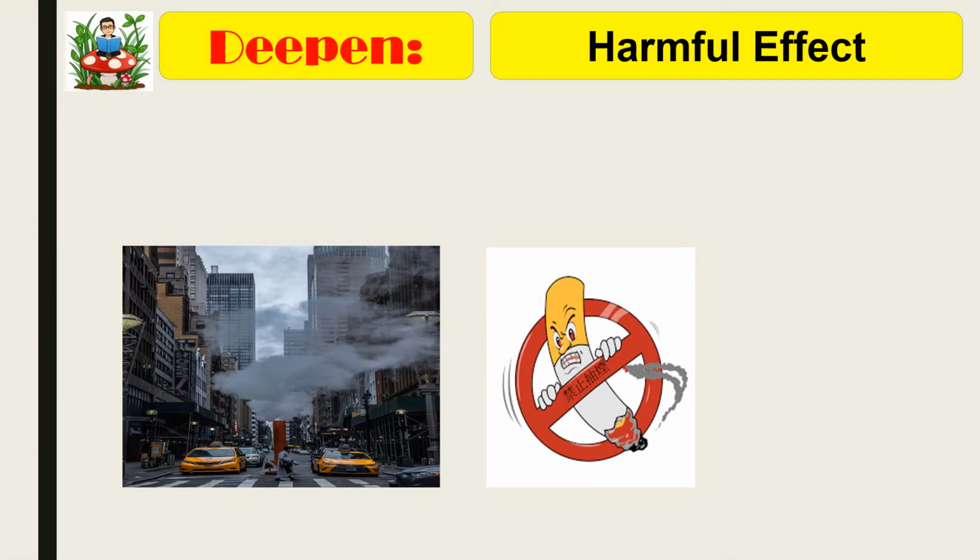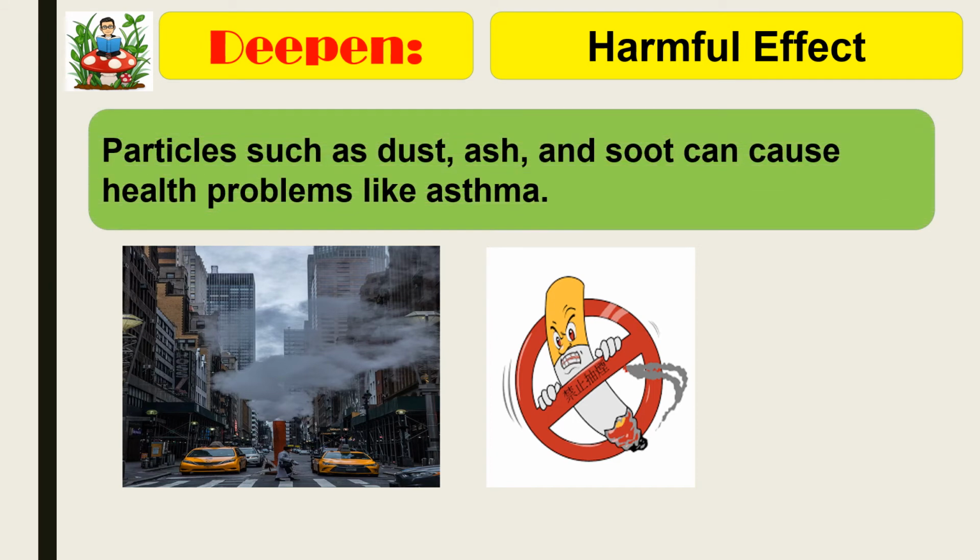And then let's go to the harmful effects. So what are those harmful effects? As you may see in these pictures, particles such as ash and soot can cause health problems like asthma. The smoke comes from cigarettes, and from smoke belching in the cities. So those are the harmful effects of these changes.